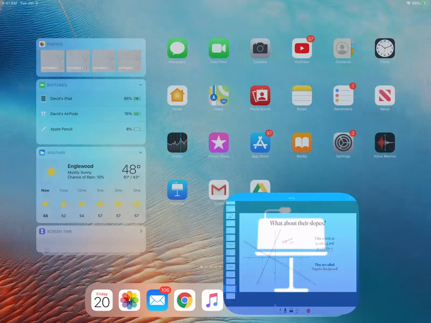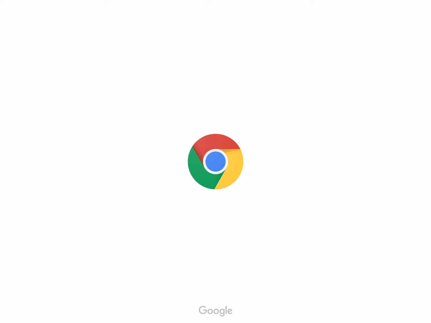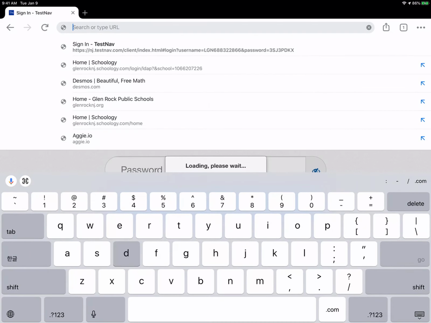Of course, you can go to Desmos and also test this out for yourself.